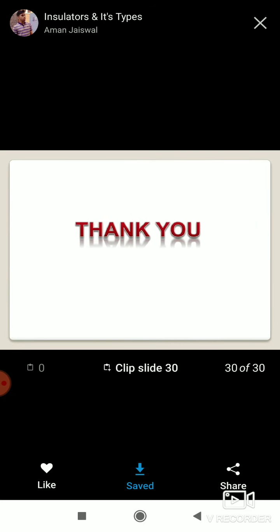So these are the different types of insulators that we discussed till now. It's very, very important. That's about the different types of insulators. In the next session, we'll discuss what a string is, what string efficiency is and all these things, right? Thank you for now.